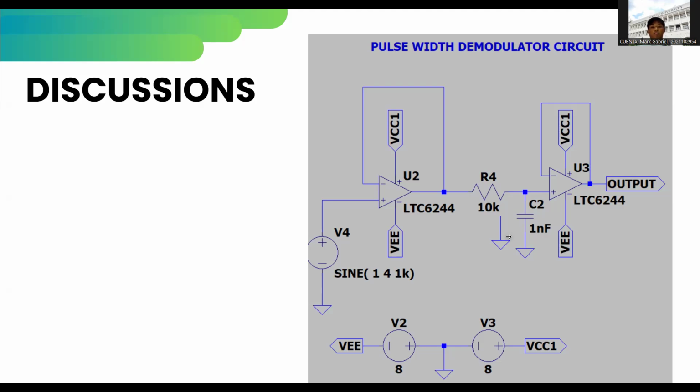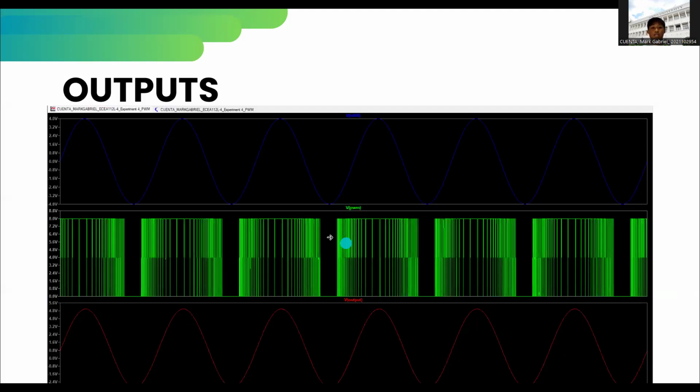So if the cutoff is too high, ripple remains. If it is too low, the output becomes sluggish and distorted. So the op-amp after the filter ensures that the output is buffered and stable, producing a clean analog waveform that matches the original modulating signal. So moving on to its output.